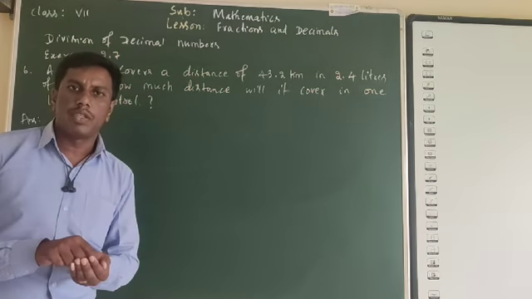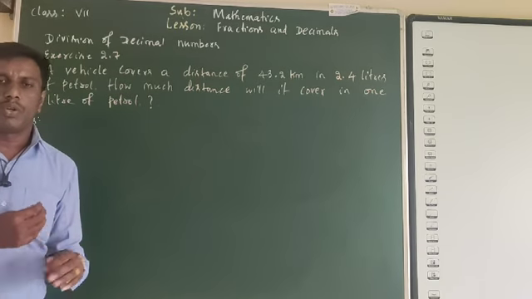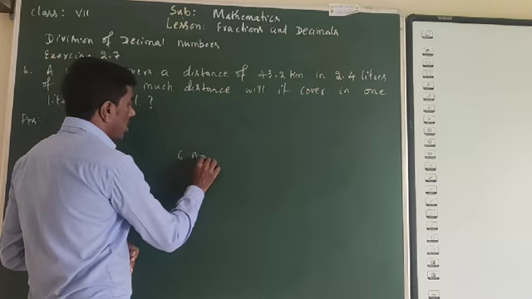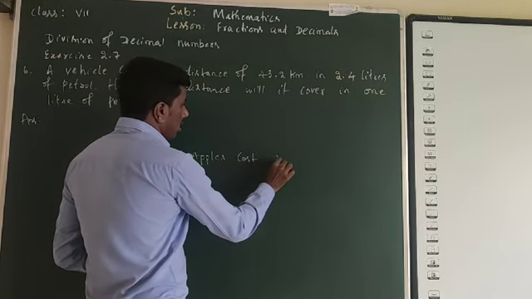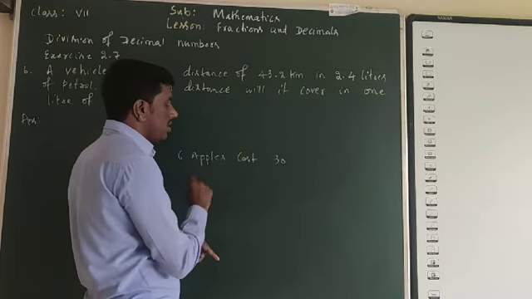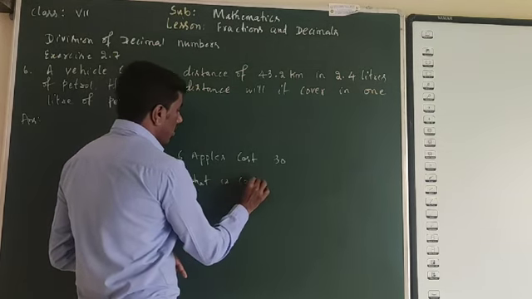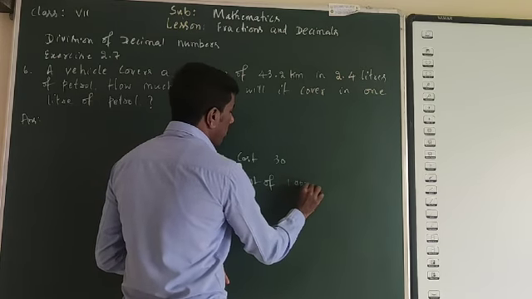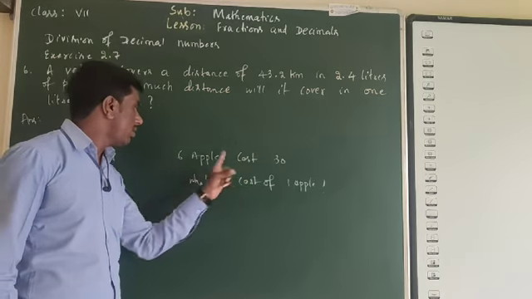So how to find this? It is the unitary method. You have studied it in class 6 also, right? So you know that 6 apples cost 30 rupees. What is the cost of 1 apple? That is the unitary method, finding by using the unitary method.